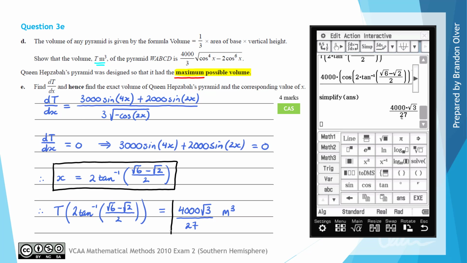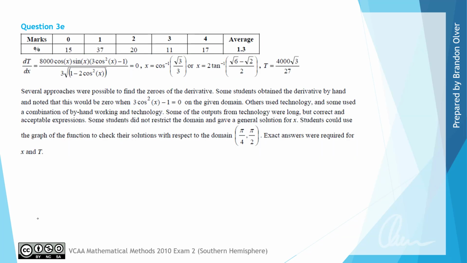So that is the other part that's required for this question, the value of x and the maximum volume both in exact form. From the examiner's report, we can see that 17% of students got this question fully correct, and that several approaches were possible to find the zeros of the derivative, or when the derivative equals 0.